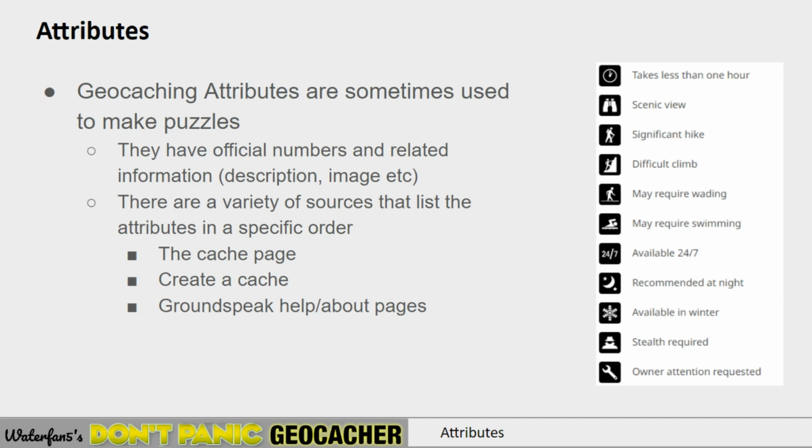These icons are not only shown on the cache page, but they're also shown on a variety of other sources that are somewhat consistent. So on the cache page, of course, you have a certain order. Once the order is set, the order will be the same. But when you create a cache, it will also allow you to select attributes, and they are shown in a certain order. And if you go to the help pages that describe the icons and the attributes, they also have a certain order. All of that can be used to make a geocache puzzle.